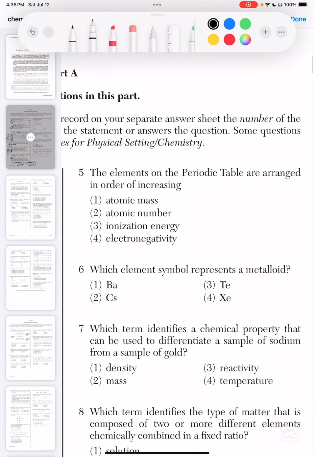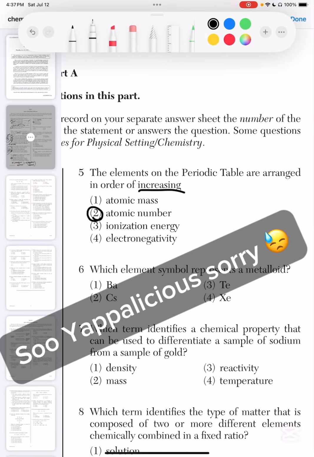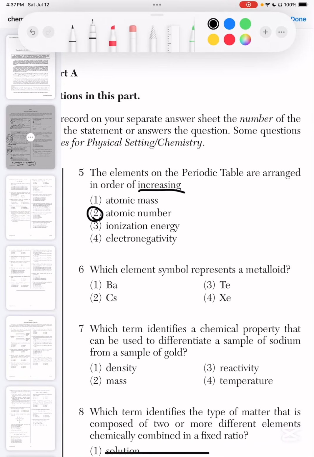The elements on the periodic table are arranged in order of increasing atomic number, because like, for example, if you, I don't know, find an example. Argon weighs less than potassium, but argon is before potassium. Weighs more. Argon weighs more than potassium. Just a little bit though. But it's still before potassium, so it wouldn't make sense. So it's not the first one.